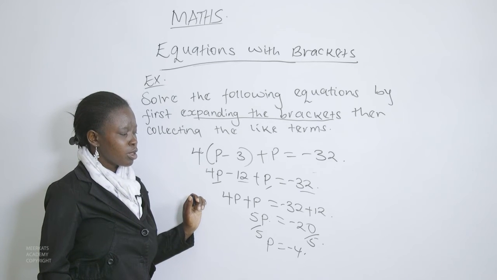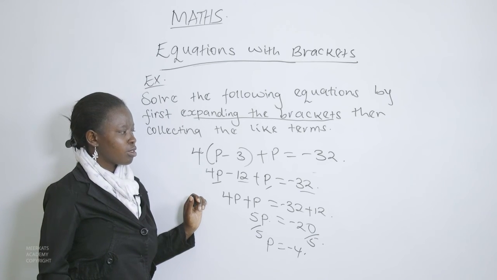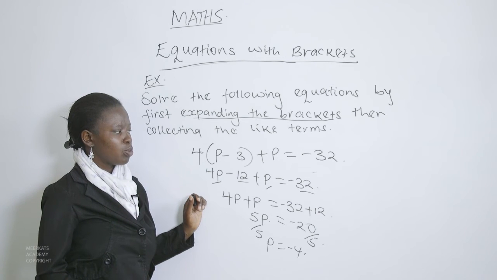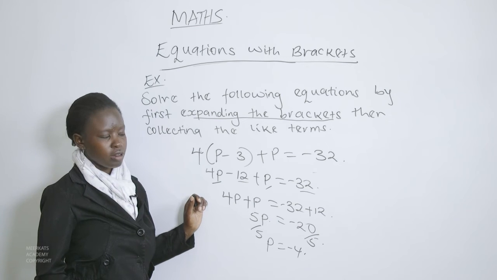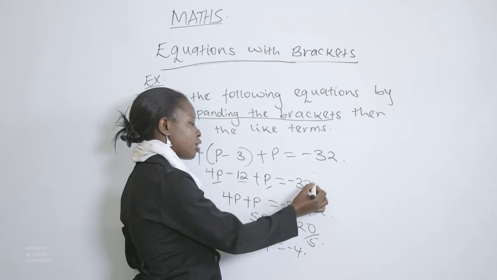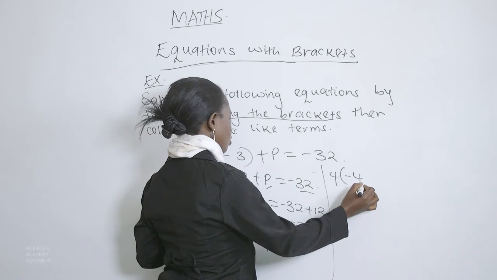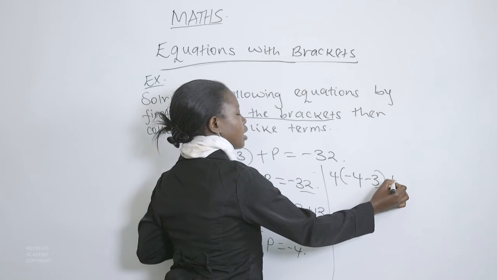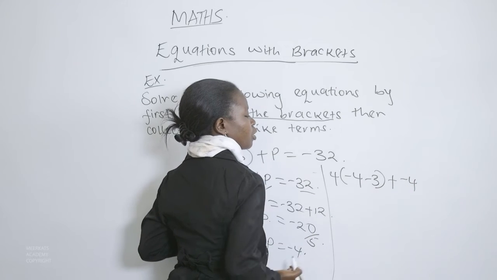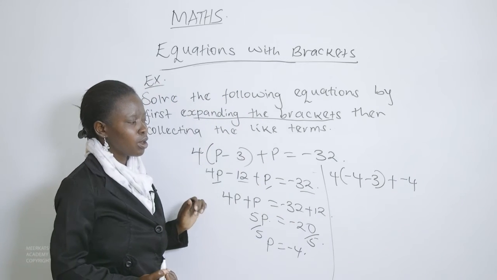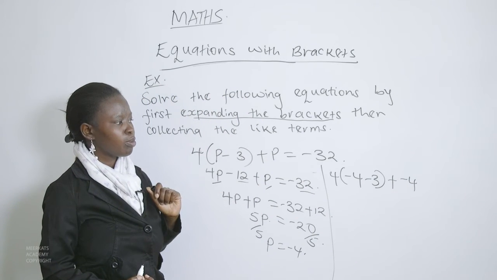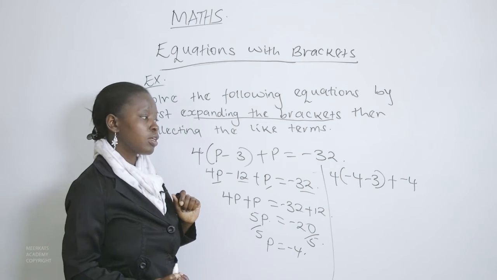Let us confirm if the left-hand side, that is 4 into p minus 3 plus p, will give us negative 32 on the right-hand side. So that we have 4 into negative 4 minus 3 plus negative 4. So we need to find out, will this expression, if expanded, give me negative 32?